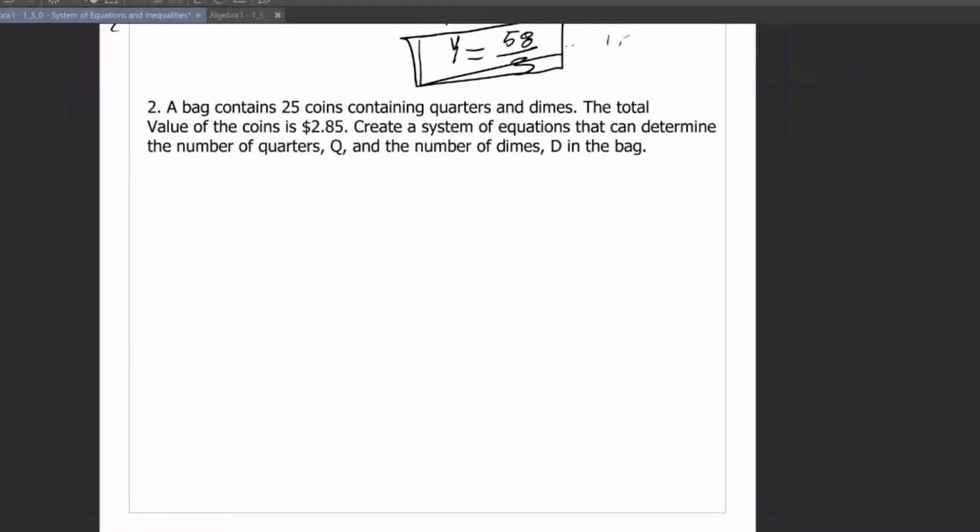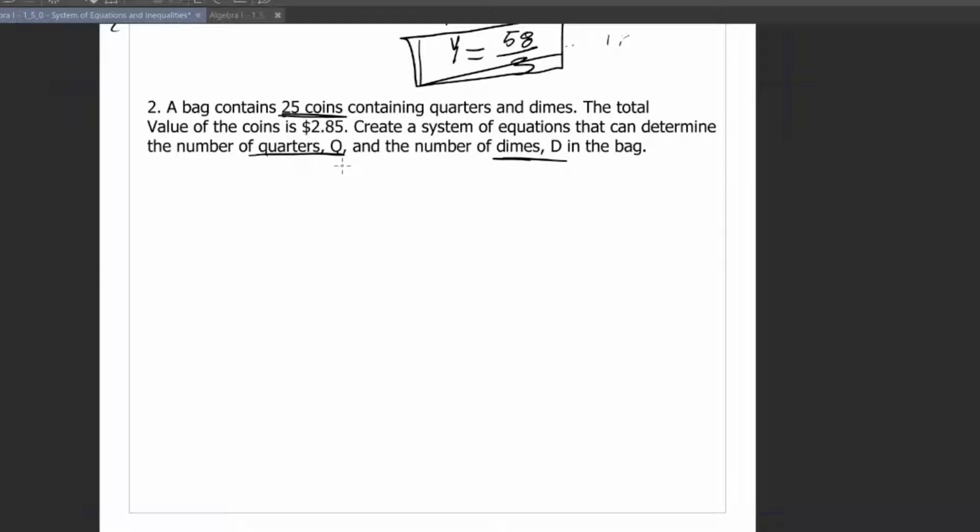Question 2 asks, a bag contains 25 coins, containing quarters and dimes. So the same thing as the question above, two variables, quarters and dimes. The total value of coins is $2.85. Create a system of equations that can determine the number of quarters, and they give us variables here. Quarters is Q, the number of dimes, D in the bag.